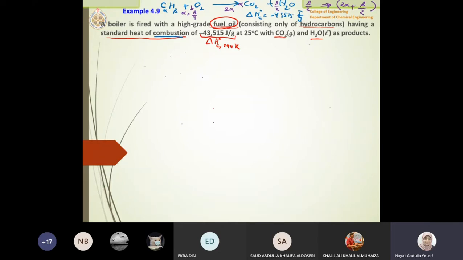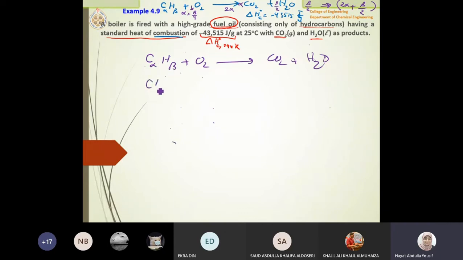Before I proceed, I know the balance may seem a bit complicated because I'm using alpha and beta. Did anybody not get this? Is that clear? If it is clear, please write clear so that I know I can proceed. Look, guys: I have C alpha H beta plus oxygen give me CO2 plus water. Why did I use alpha and beta? Because I don't know what that hydrocarbon is.